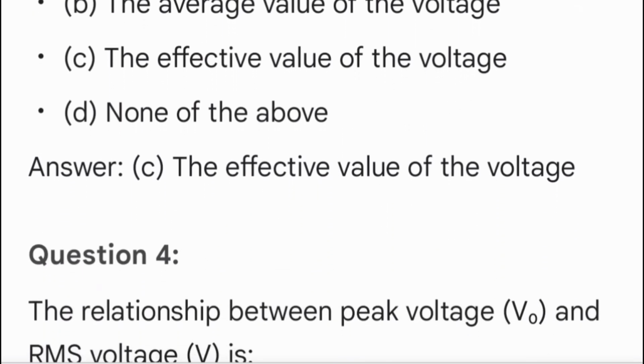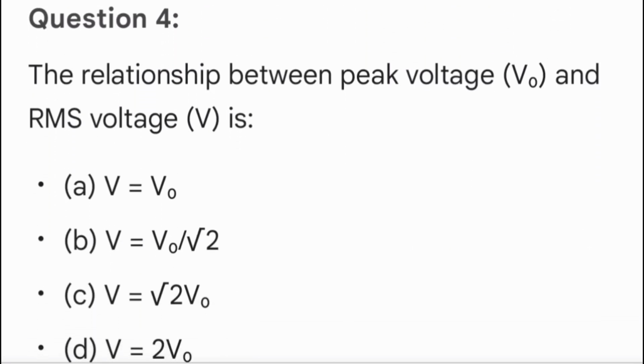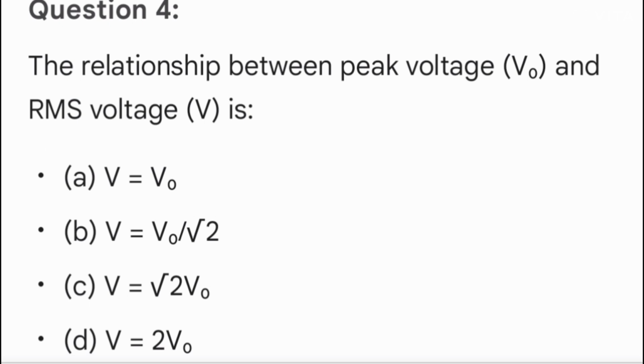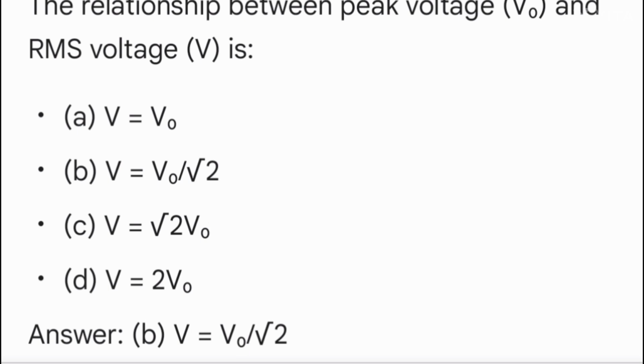Question 4. The relationship between peak voltage V0 and RMS voltage V is A. V0 equals V. B. V equals V0 by square root 2. C. V0 equals square root 2 V. D. V0 equals 2V. Answer. B. V equals V0 by square root 2.